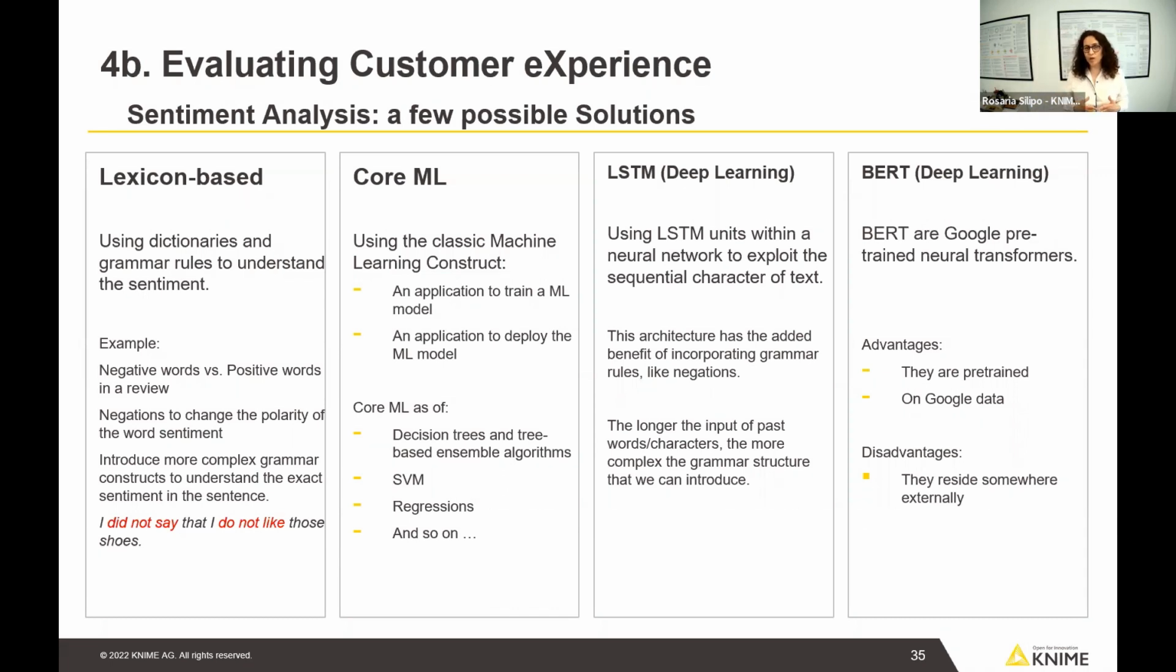Another approach that we have used is the BERT approach. That's the new one, again, in the deep learning direction. BERT are Google pre-trained neural transformers. The advantage is that they are pre-trained on a lot of data made available to Google. However, the disadvantage is that they reside somewhere else externally, and so they might not fit exactly what your task is. We implemented all those strategies.